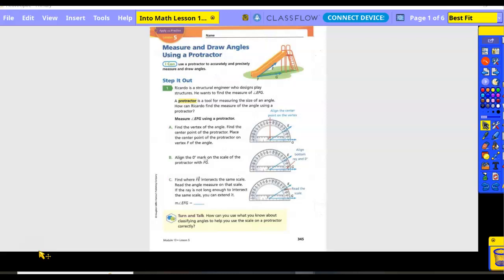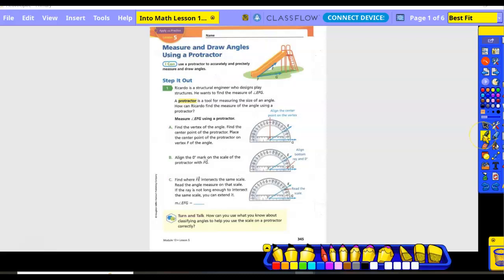He wants to find the measure of angle EFG. If you notice up here, they started at E, then moved their way to F, and then moved their way to G, right? Now, could you have done GFE? Yes. But what had to for sure be in the middle of that label? F, right? So a protractor is a tool for measuring the size of an angle.